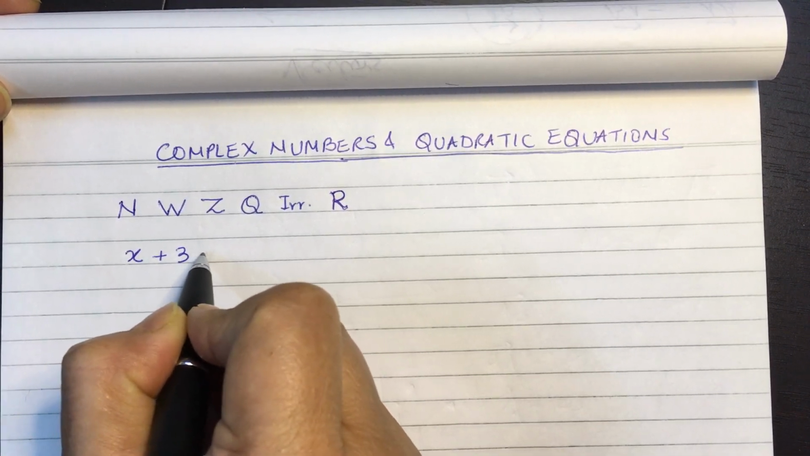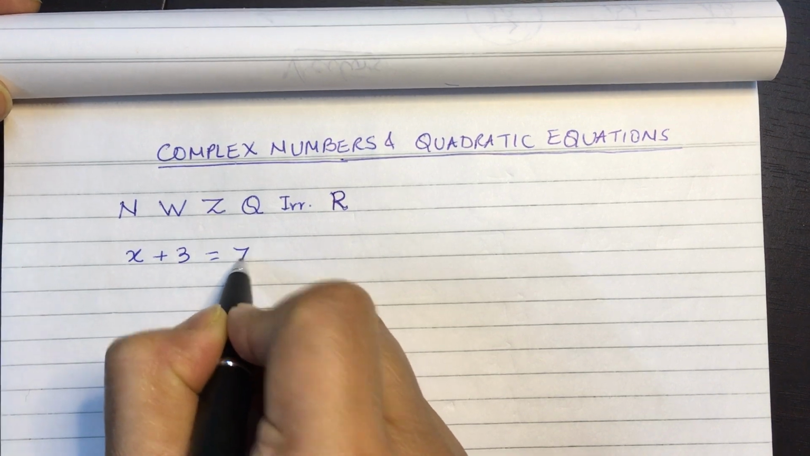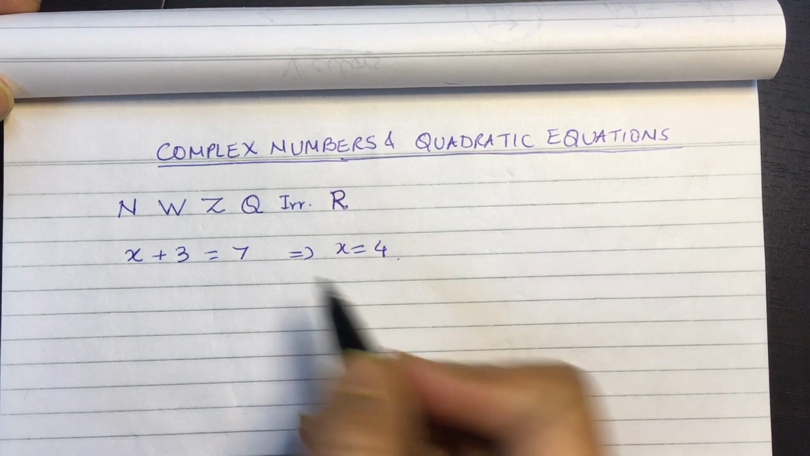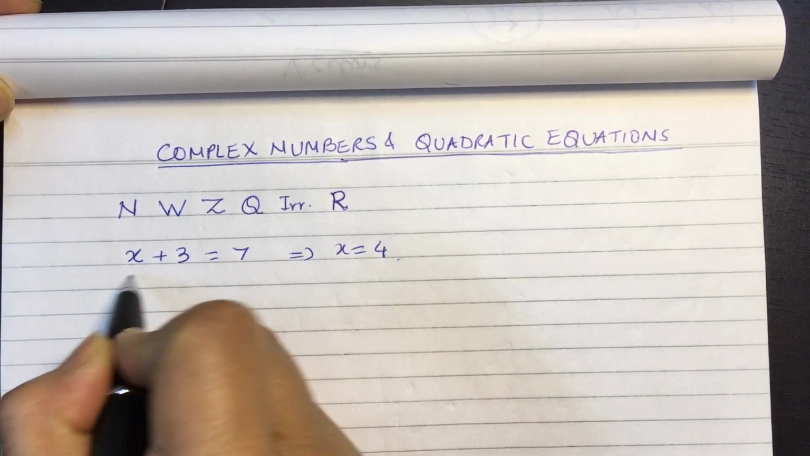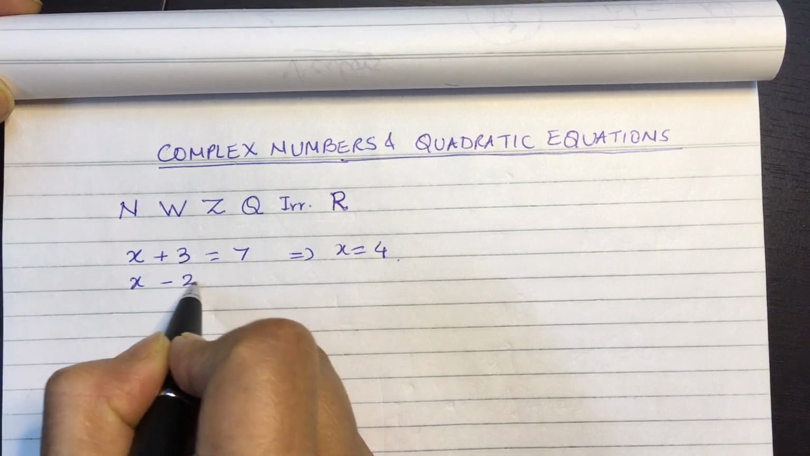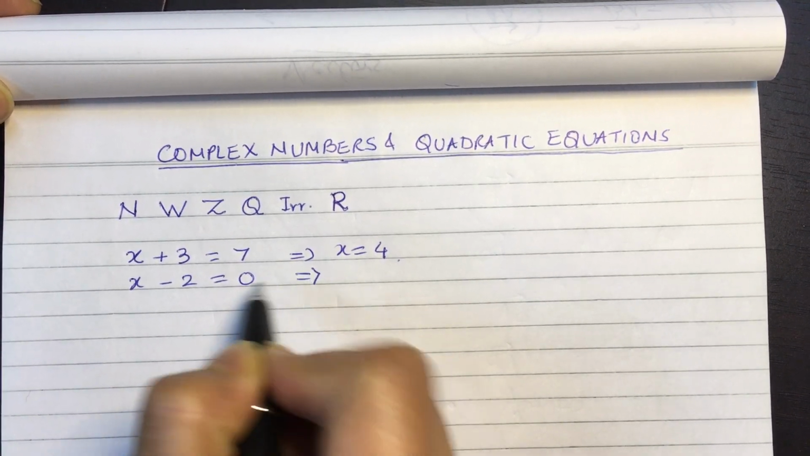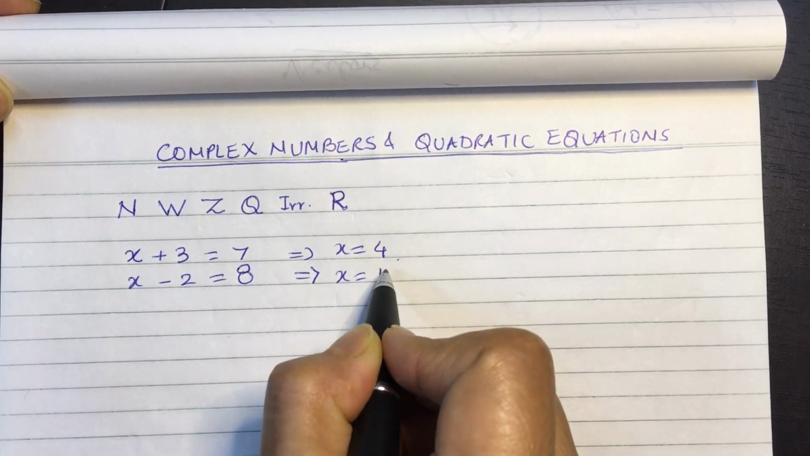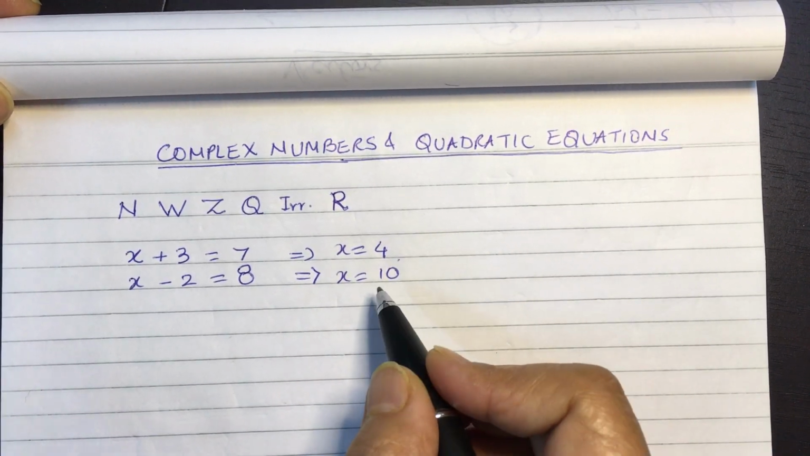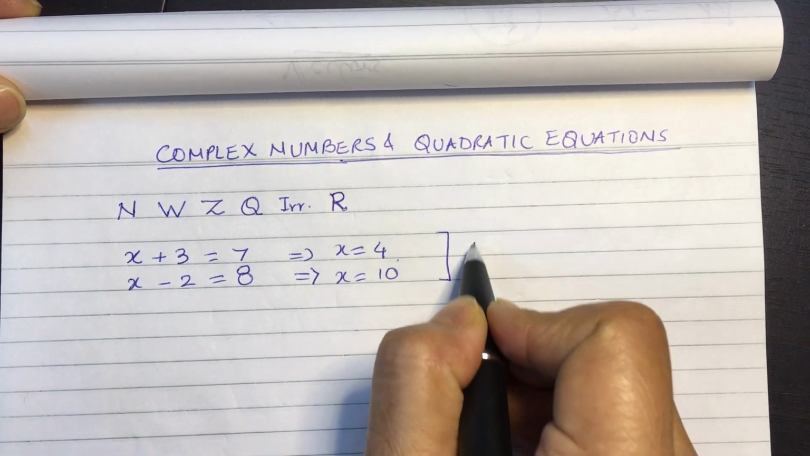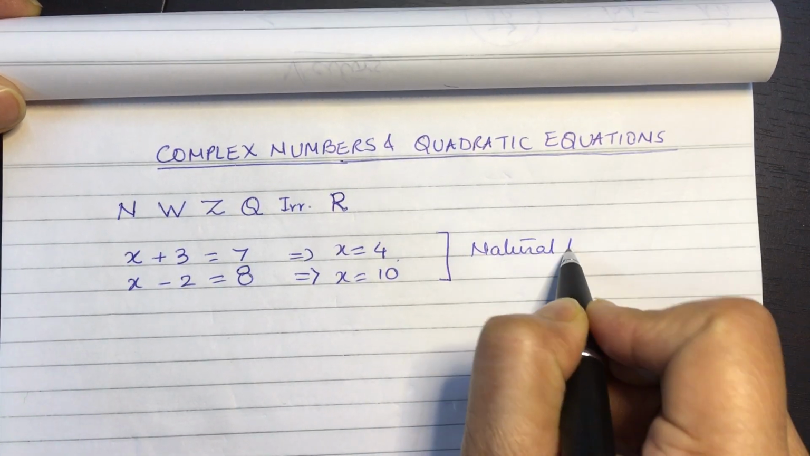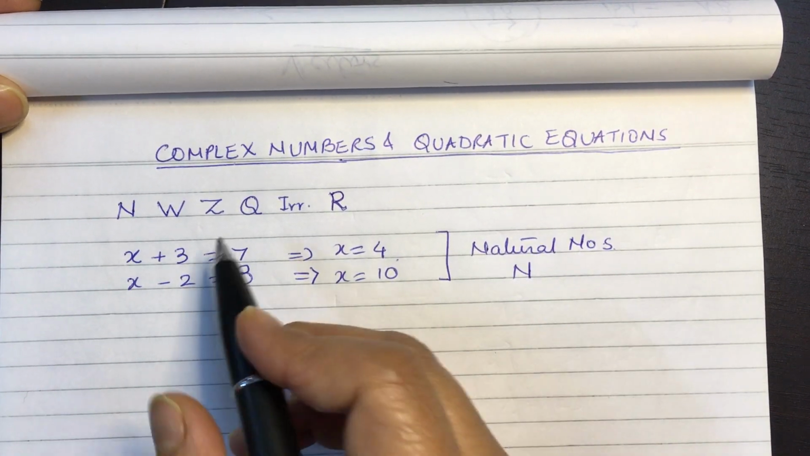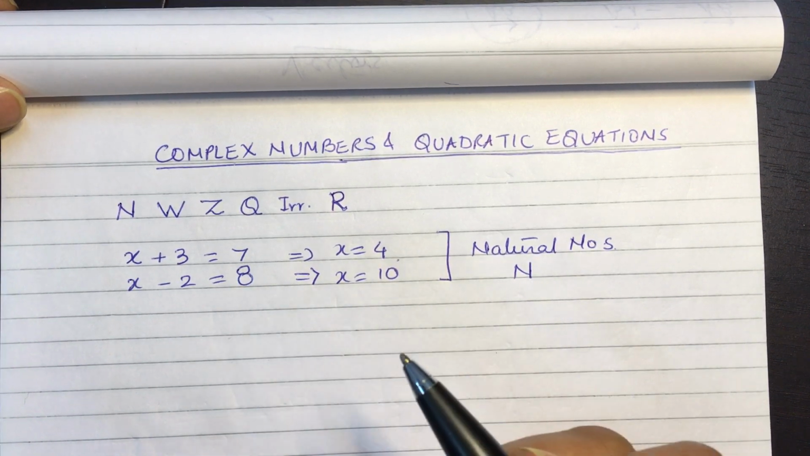Now initially the questions which had to be solved were of the kind, let's say, x plus 3 equal to 7. So when you solve it, you get x equal to 4. Similarly, suppose you had to solve x minus 2 equal to 8. So when you solve it, it comes out to be x equal to 10. This kind of numbers form a set called natural numbers, and they are denoted by capital N, and that's how natural numbers were introduced.